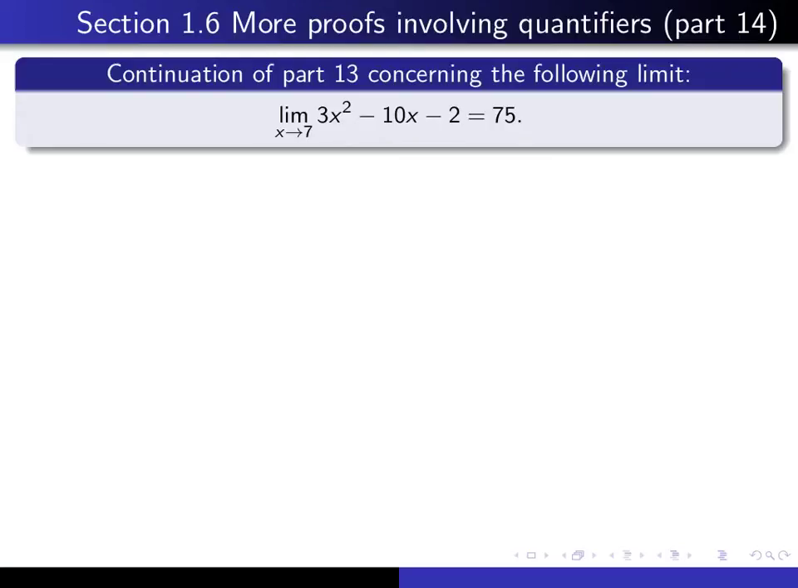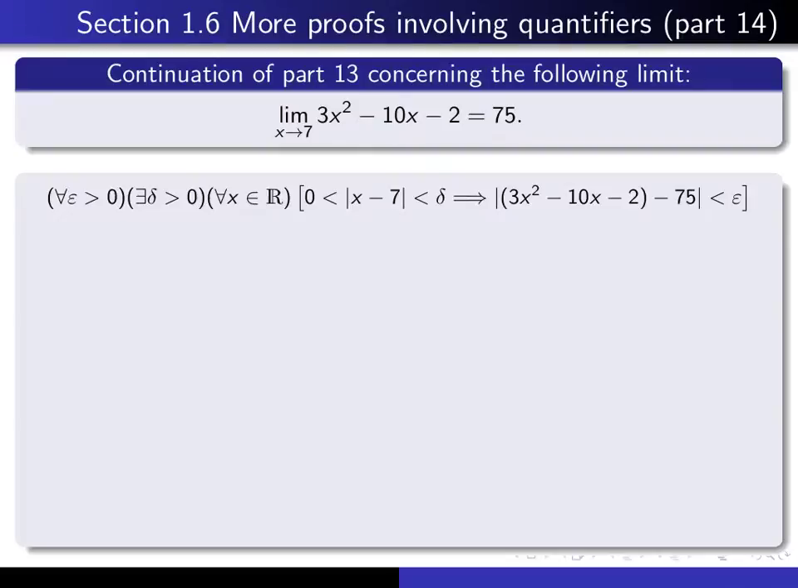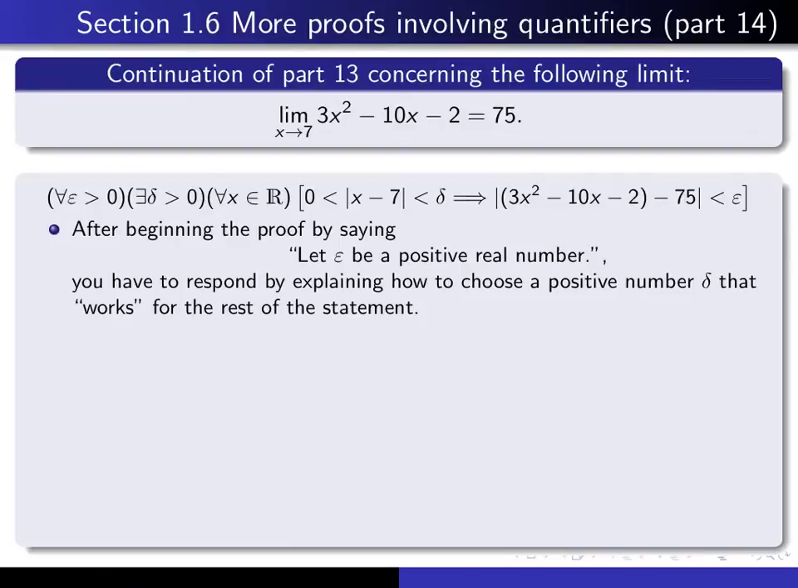This is a continuation of the previous video. In this one, we'll talk in a little bit more detail as to how to prove this limit statement. So this is the statement written out in symbols. And so in the proof, after beginning by saying let epsilon be a positive real number, your task is to figure out how to choose this number delta.